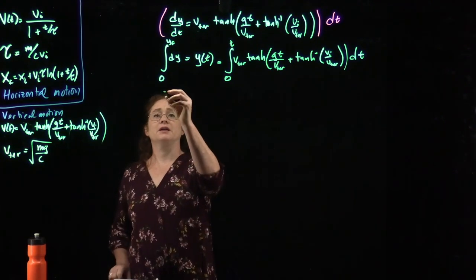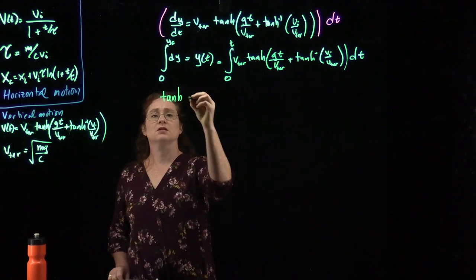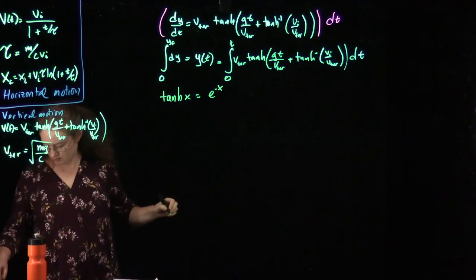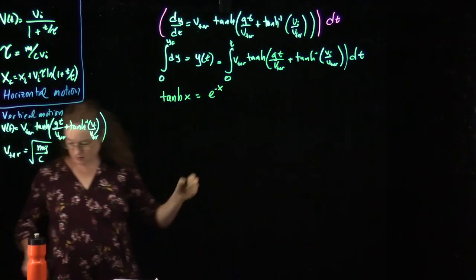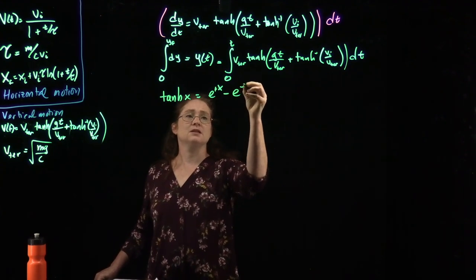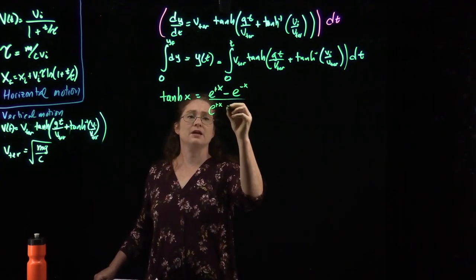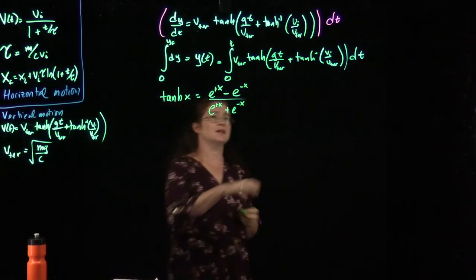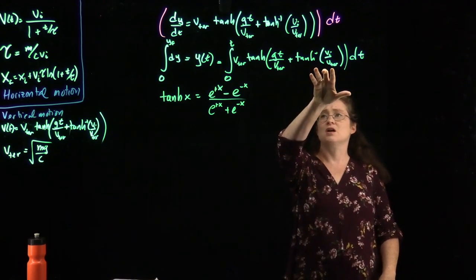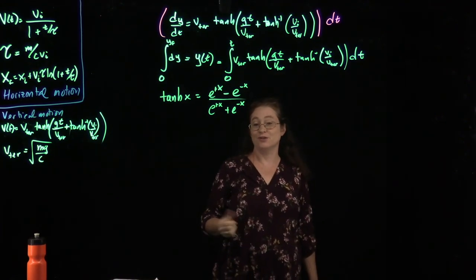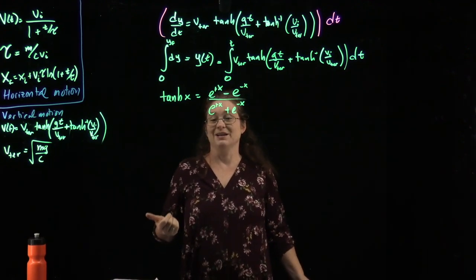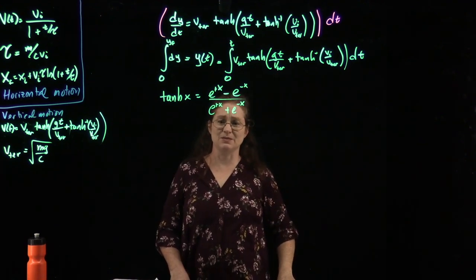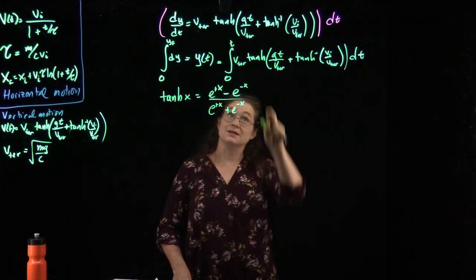The hyperbolic tangent is e to the positive x minus e to the negative x over e to the positive x plus e to the negative x. So this is all constant, and then you need something of the form, the integral of the hyperbolic tangent. The u substitution is the easy part. Whew, this is an ugly one.